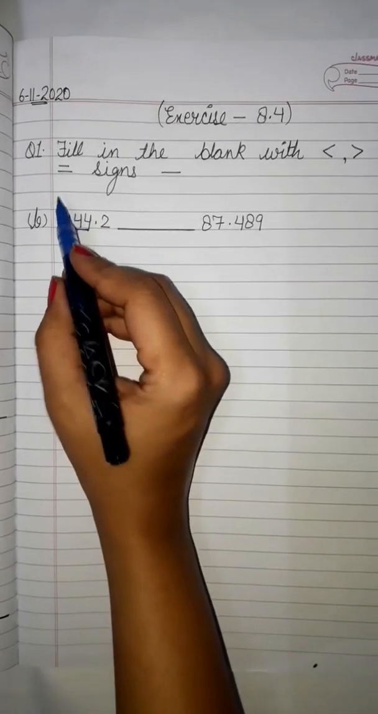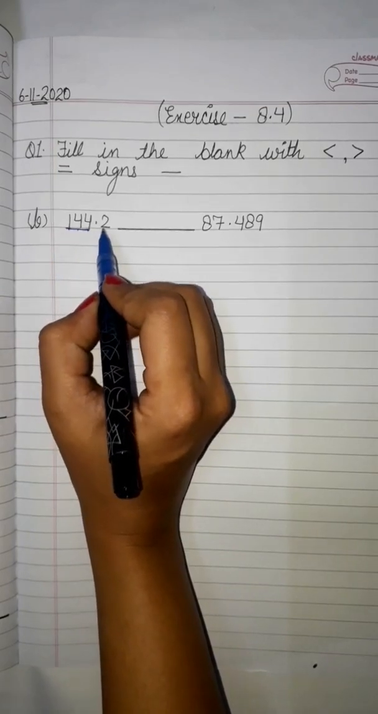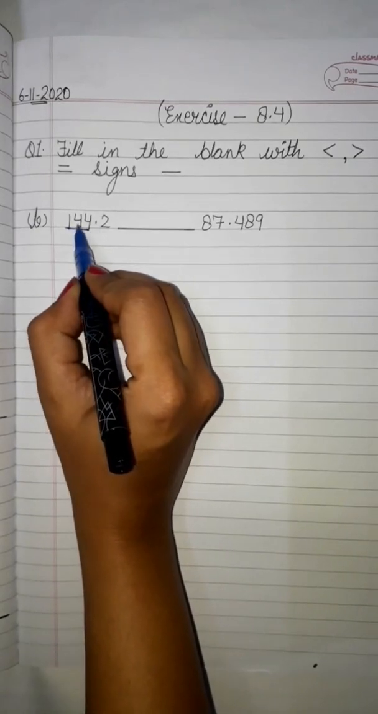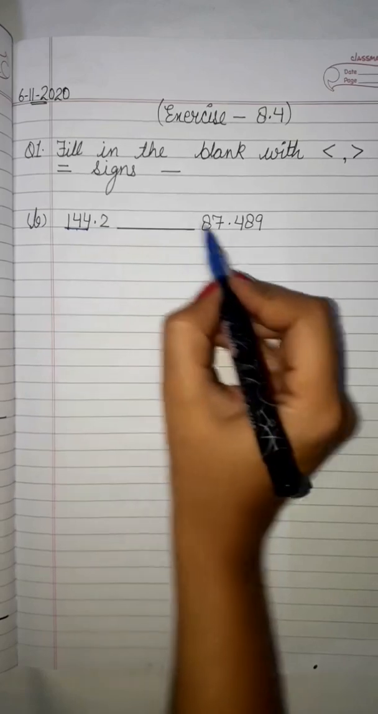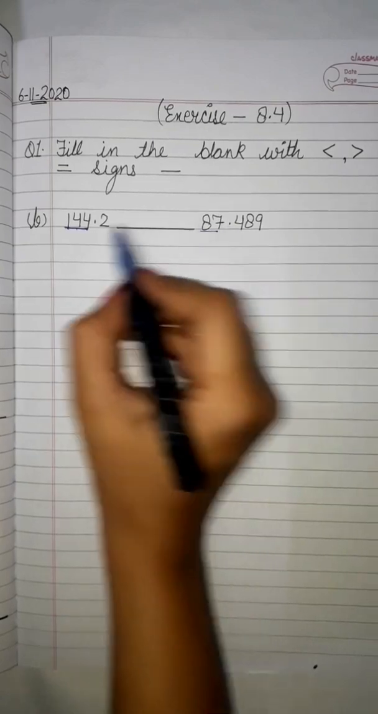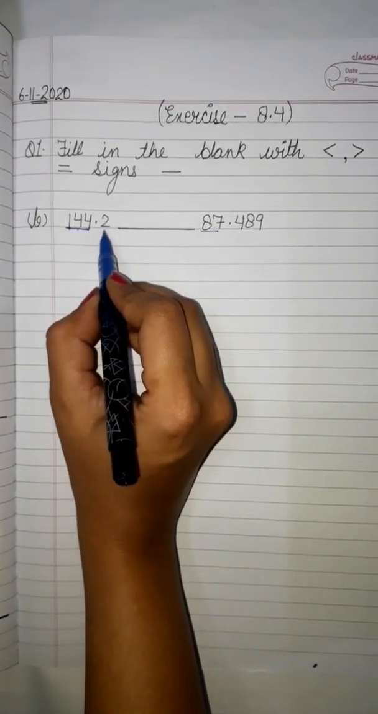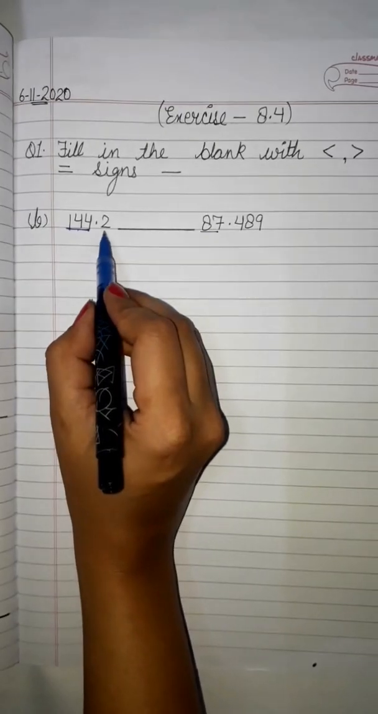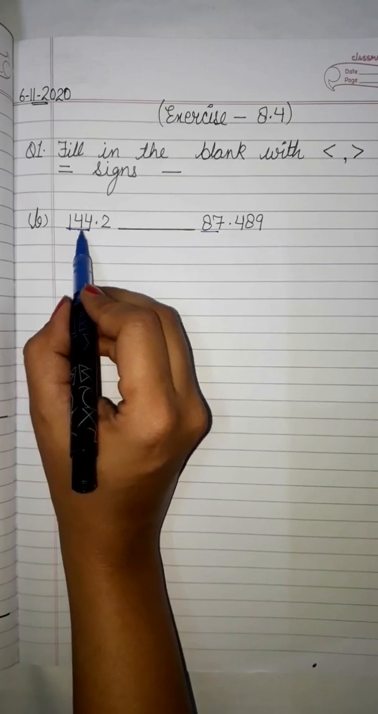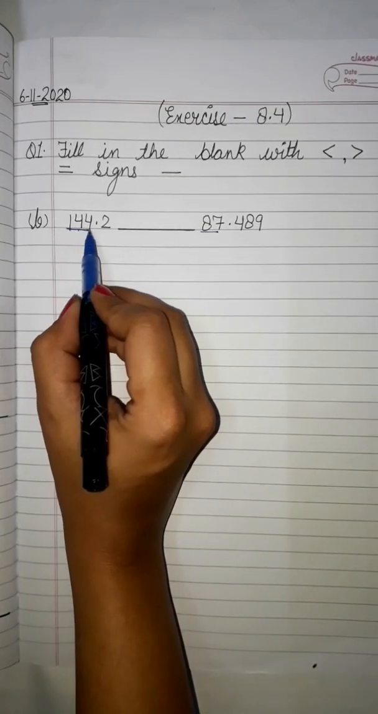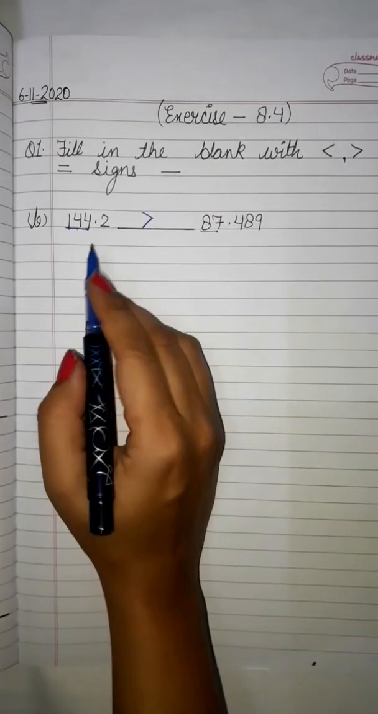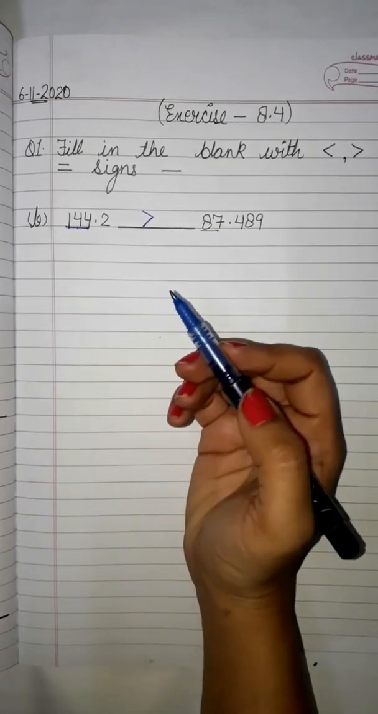Children, see question number 1 B part. In this we have to compare these two decimal numbers. You know children, the number which is before the decimal, that is 144 and 87, is the whole number. Then comes the decimal point, and then after the decimal is the decimal part. So here is 2 and here is 489. So children, the first step is to compare the whole numbers. This is 144 and this is 87. So it is clearly visible that this side is greater. So we will be putting this symbol.